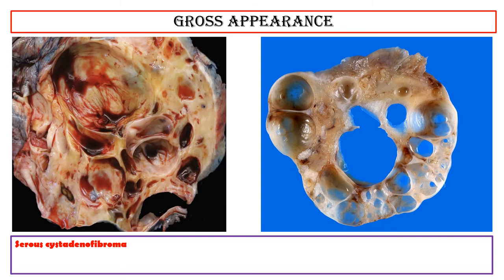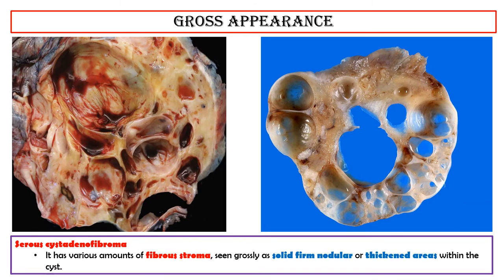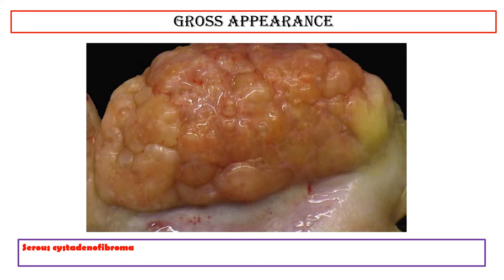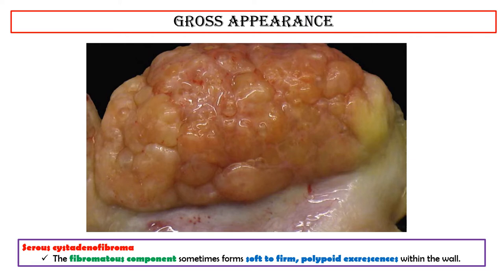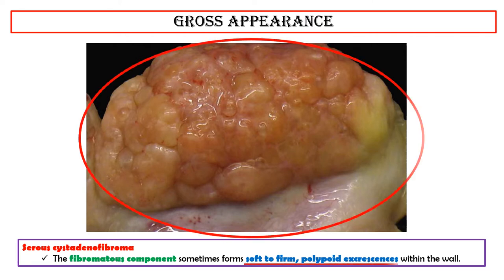Serous cystadenofibroma. It has various amounts of fibrous stroma, seen grossly as solid firm nodular or thickened areas within the cyst. The fibromatous component sometimes forms soft to firm polypoid excrescences within the wall.